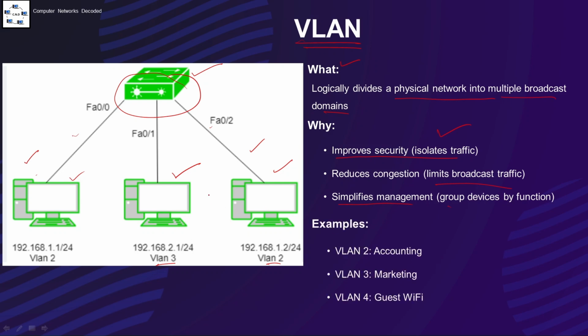For example, as we can see in this example, you can use VLAN 2 for accounting. Accounting people's clients will be configured in this VLAN, and you have another VLAN 3 for marketing. So marketing clients will be in this VLAN. So the clients inside accounting and marketing won't be able to communicate with each other, for security. Similarly, if you have other clients such as guests, you can use another VLAN for them.